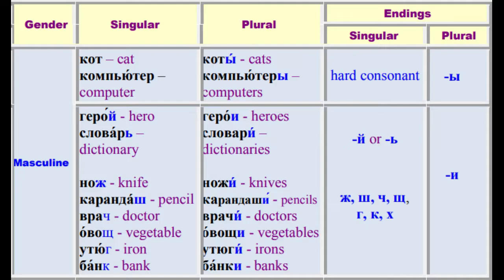Let's take a look at some examples. Кот, коты. Компьютер, компьютеры. Masculine nouns that end with letters y and soft sign, in plural, they will have ending «и». For example, герой, it ends with letter y. In plural, it will be герои.